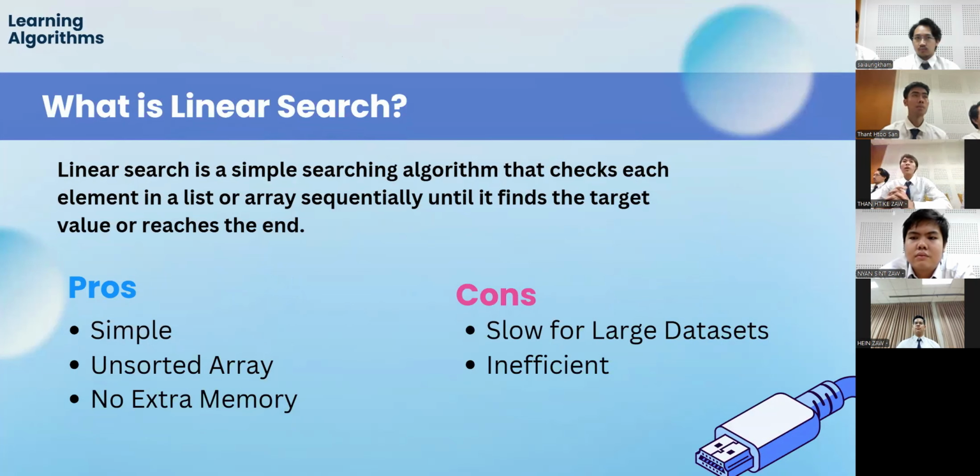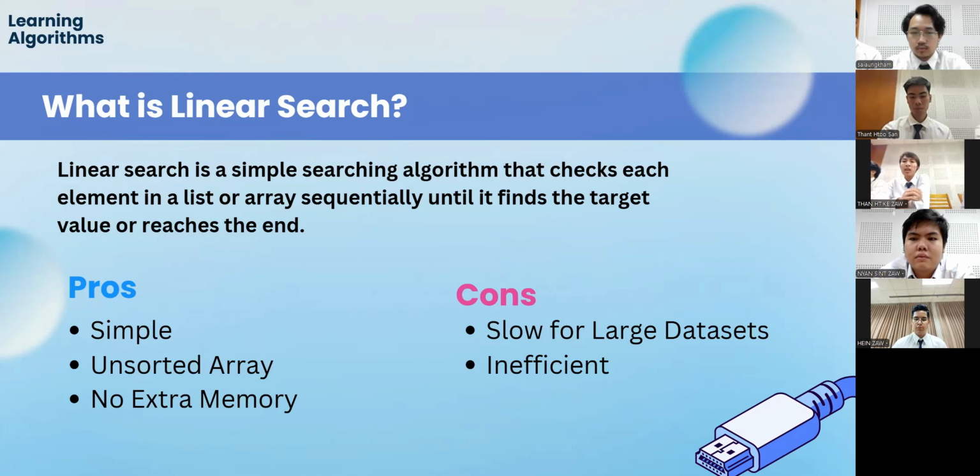Hello everyone, I will explain what linear search is and how it works. Linear search is one of the simplest searching algorithms. It is a method used to find a specific element in a list or an array by checking each element one by one until the target is found or it reaches the end of the list.